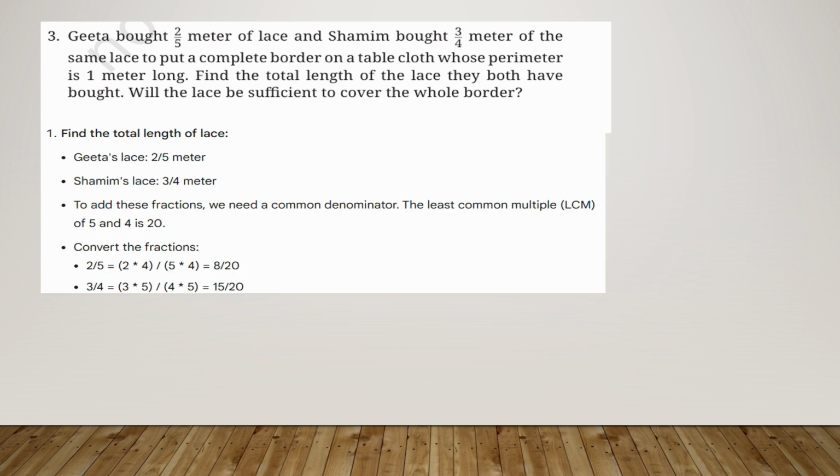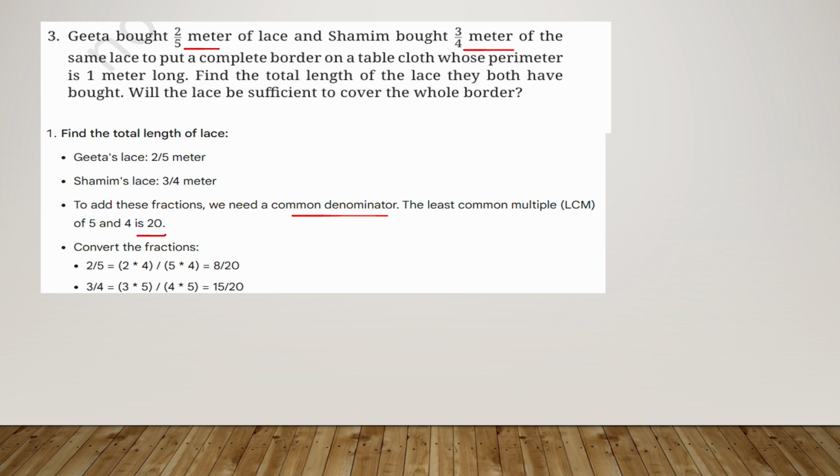So, we have to find the total length of lace. Geeta's lace is 2 by 5 meter. Then, Shamim's lace is 3 by 4 meter. To add these fractions, we need a common denominator. The least common multiple of 5 and 4 is 20.